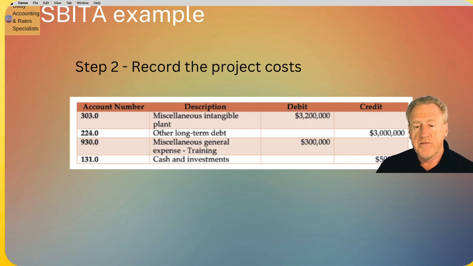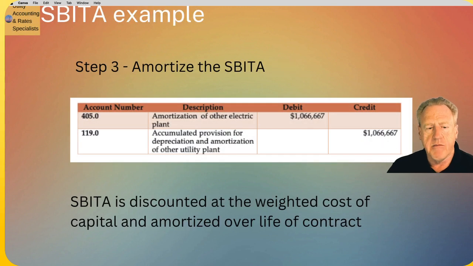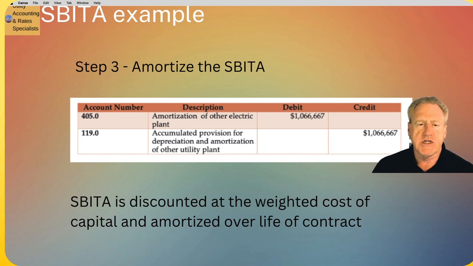But now we have to book the SBDA liability, and we want to amortize that over the period of the contract. So we use a discount rate that's equal to the weighted cost of capital of the utility. In this case, we use 5%. So we took that $3.2 million over 3 years, discounted it at 5%, and we came up with a provision for depreciation and amortization of other utility plant of $1,066,667. That goes with the annual amortization amount of the same.